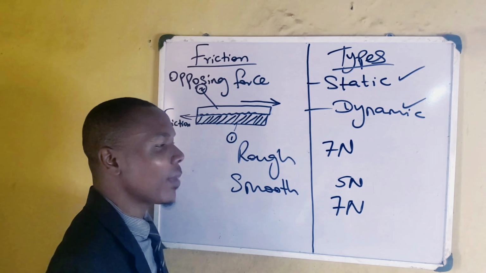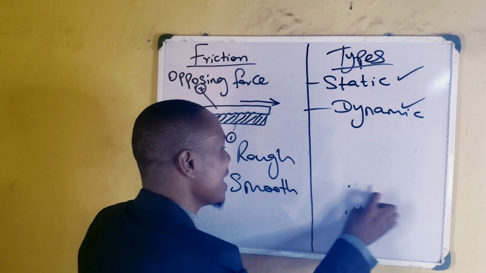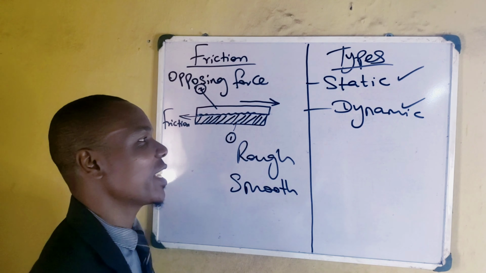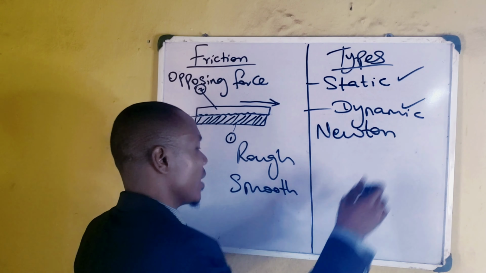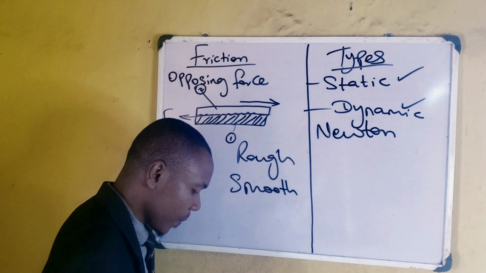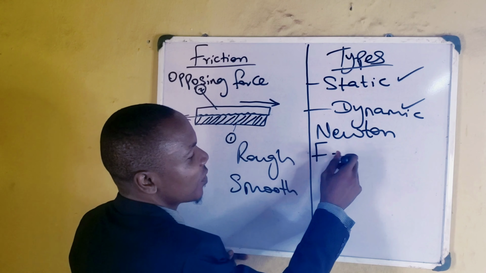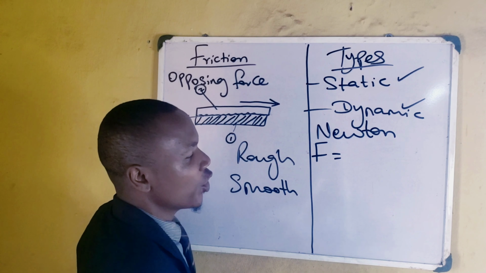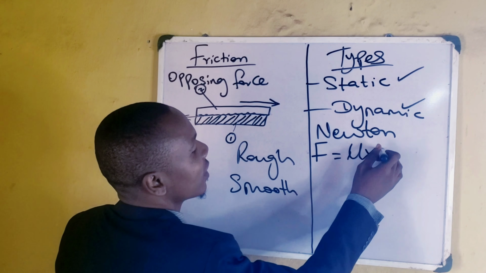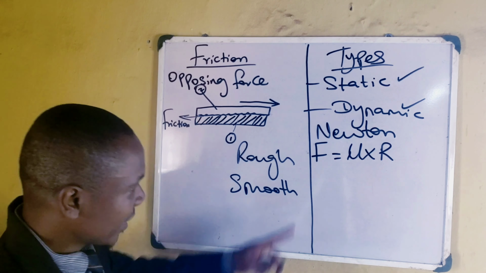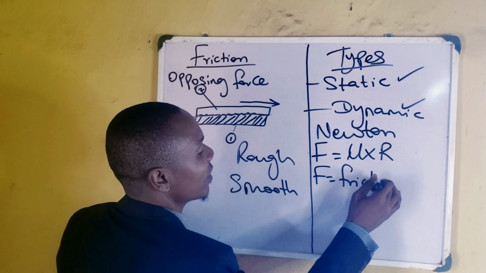Right, let us talk about the calculation of friction. Like I said earlier, friction is a kind of force, meaning that its unit is Newton. Mathematically, we use F to denote it. We have that friction, F, is equal to μ times R, like this. F here means friction or frictional force, whichever one.